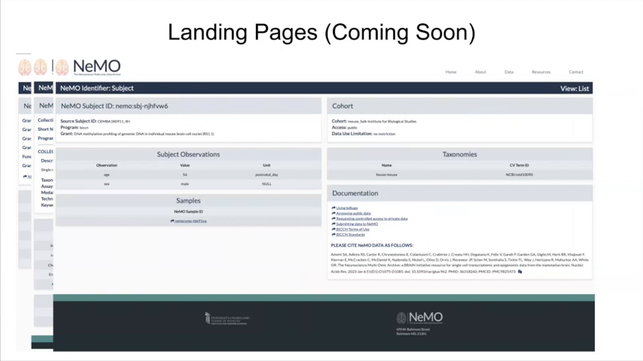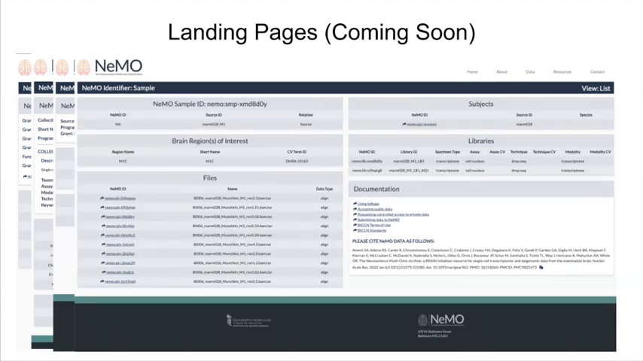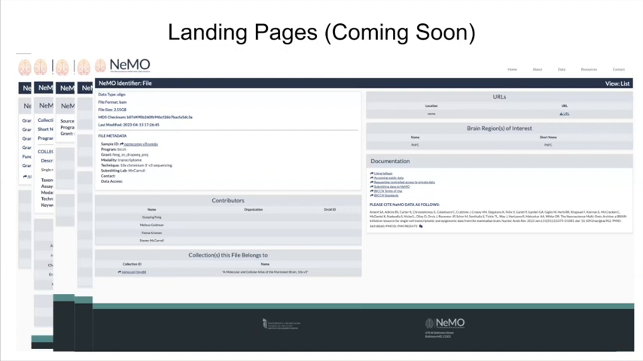And so here's this example of a subject landing page. It gives some basic subject observations that we have and any taxonomies, and if there are any files associated with them, then those will also be listed in the future for that particular subject. And here's an example for a sample and one for a file. Essentially, all of these are collections that will be released sometime in Q1 of 2024. So people should be able to get information about assets at NeMO through these landing pages.